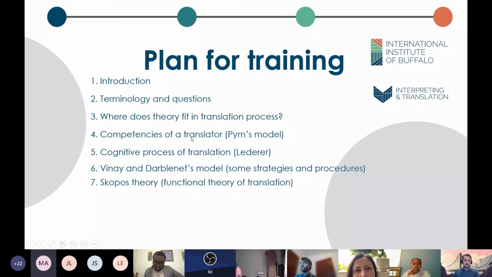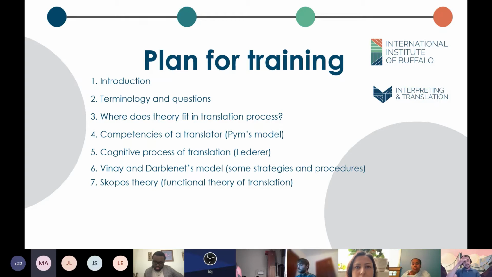So what are the specific skills needed? And we could talk about how we can develop those skills. Then the cognitive process of translation. So what goes on in the translator's mind as they're translating.